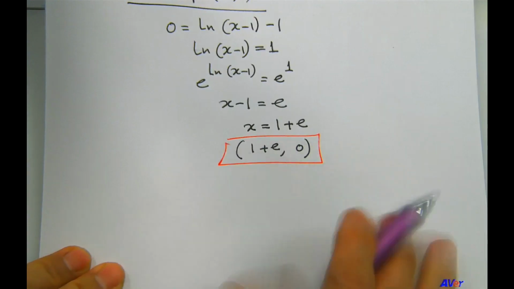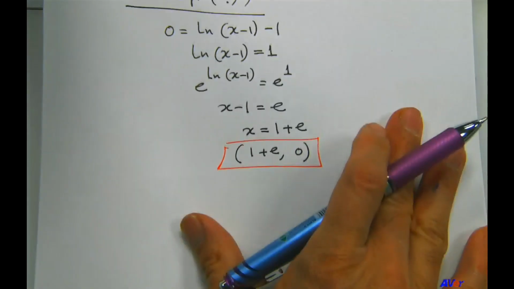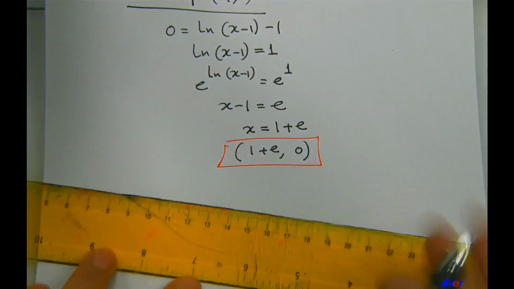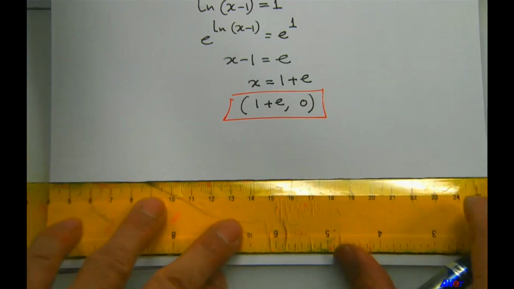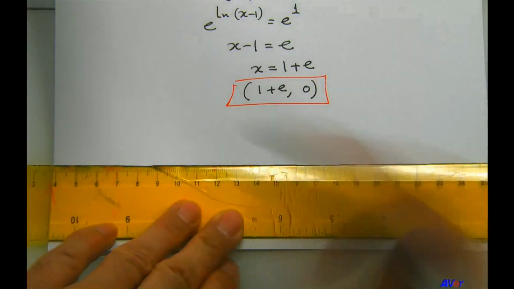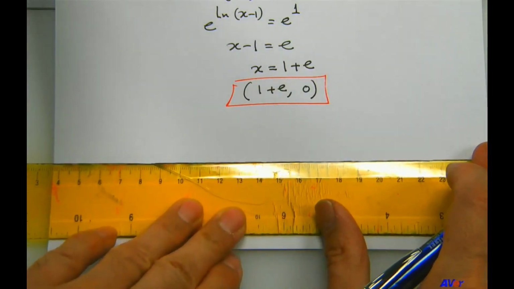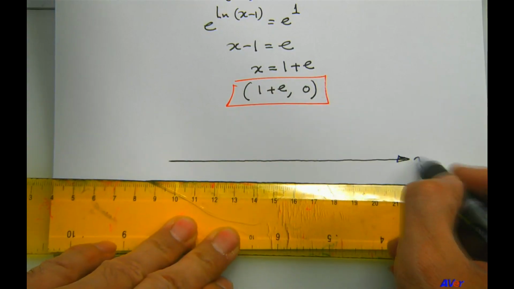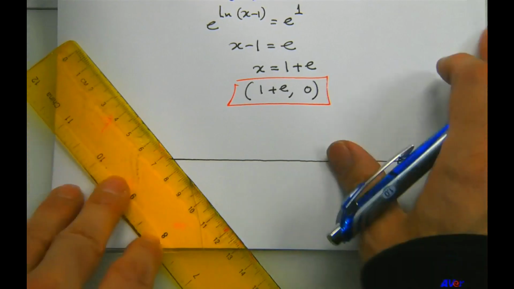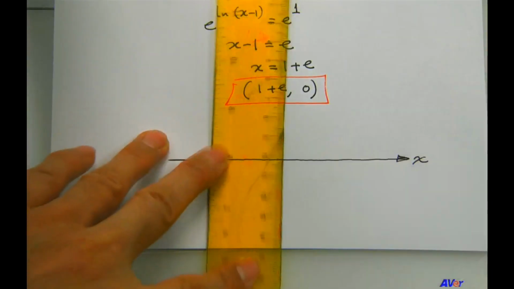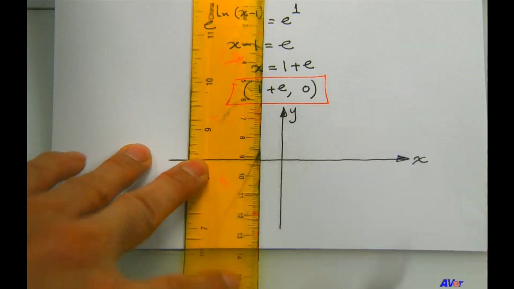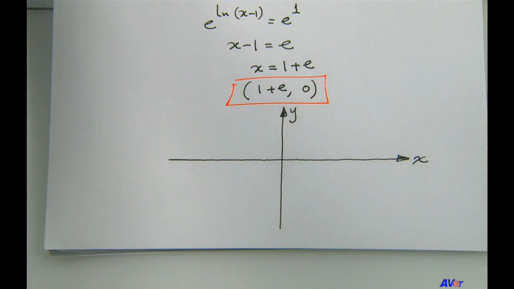That's our x-intercept. Okay? And then we were also asked to graph this. So let's do that as best as we can without the use of technology. So we have that, and this is the x-axis, and then we have the y-axis.